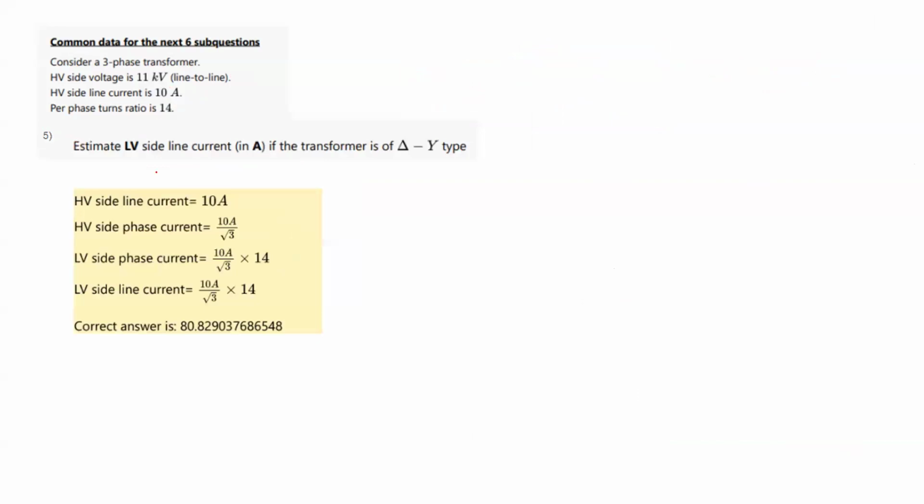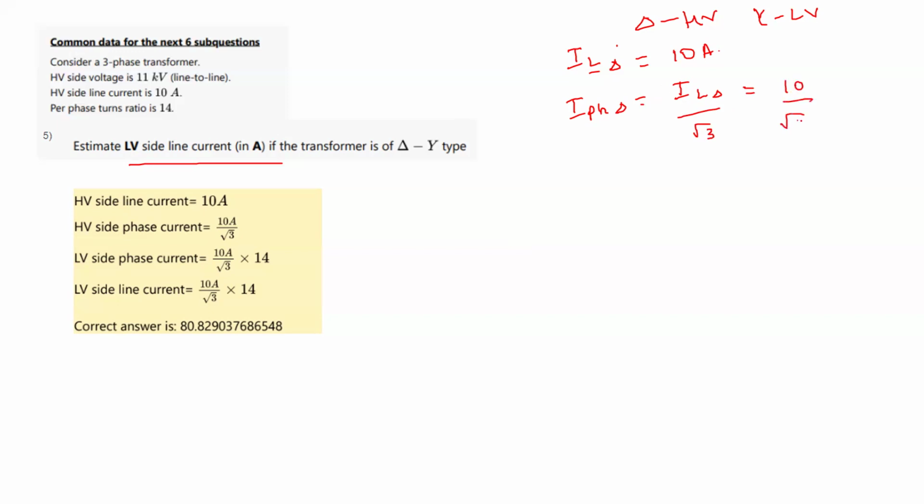Now here we need to calculate the LV side line current. They have given I line for the HV side, which is the delta side. First of all, I'm writing this is HV, star is LV. So I line on the delta side, they have given as 10 amperes. Now what will be I phase delta? I phase delta will be I line delta by root 3, which is 10 by root 3.